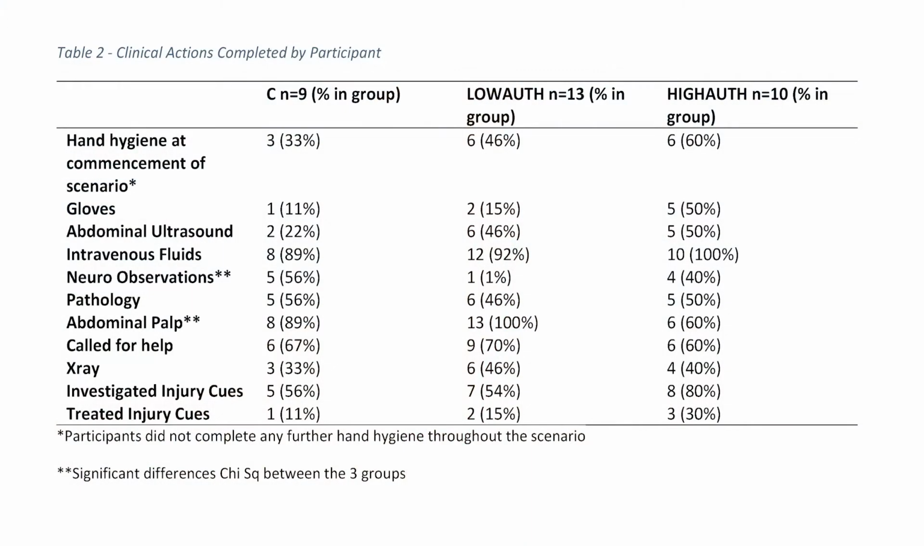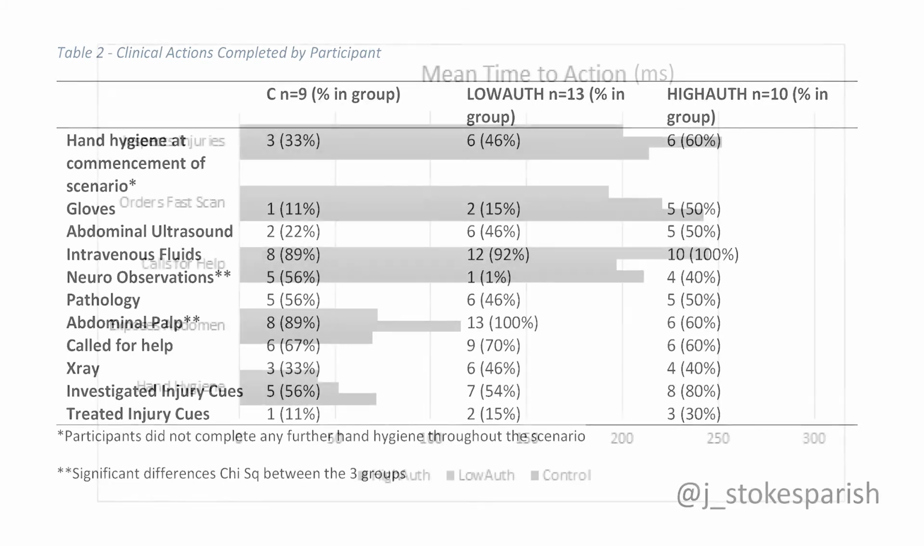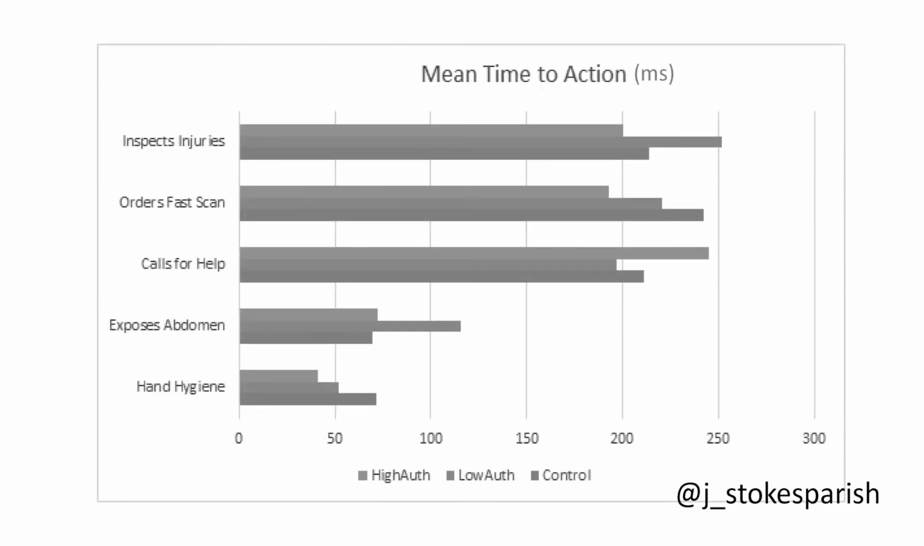Of note, the high authenticity group were more likely to complete neuro observations, while the low authenticity group were more likely to complete abdominal palpation. In the time to treat data, there was mixed results. The high authenticity group took longest to call for help and order IV fluids, while the low authenticity group completed both of these actions the quickest.